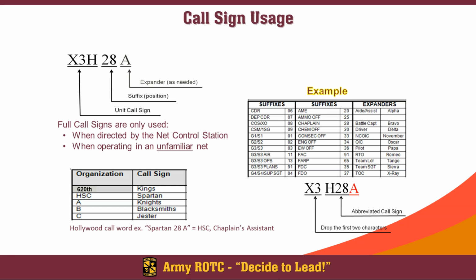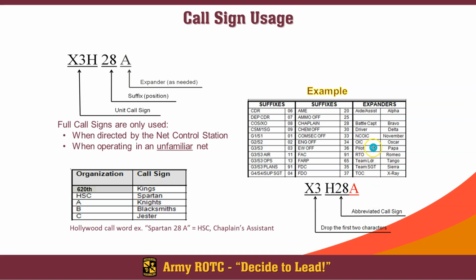And then in a lot of units, things like your first sergeant would be 7. Your medic might be 8. So these will change. This is just an example. But these will change depending on the unit, depending on the size of the unit, the breakdown of the unit. But this is what it's talking about with the suffixes and then additional expanders.